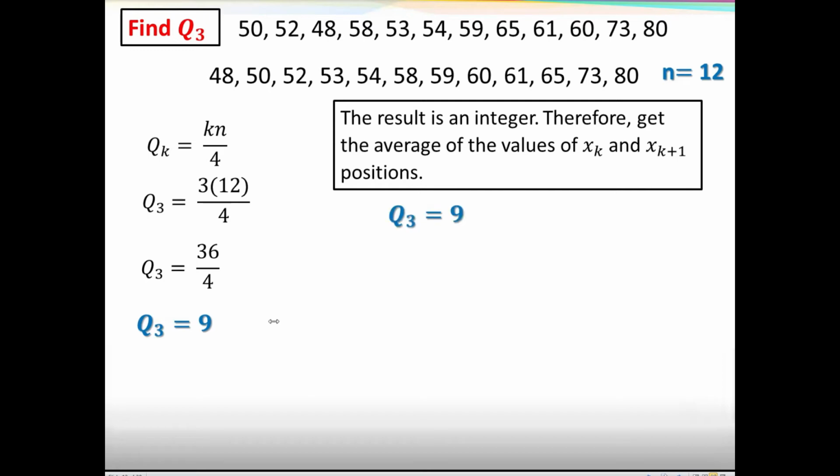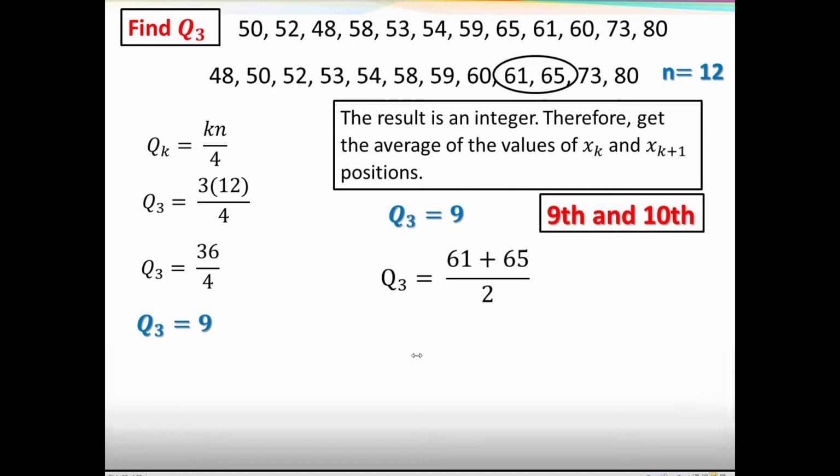Again, q sub 3 is equal to 9. That means we need to get the average of the 9th and the 10th data. So, asan kaya si 9th and 10th data? 1, 2, 3, 4, 5, 6, 7, 8, 9. So, here is our 9th data and this is our 10th data. In order to find q sub 3, we need to get the average of 61 and 65.